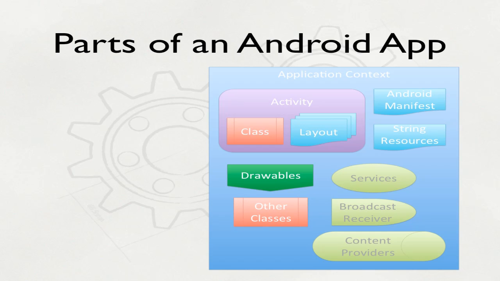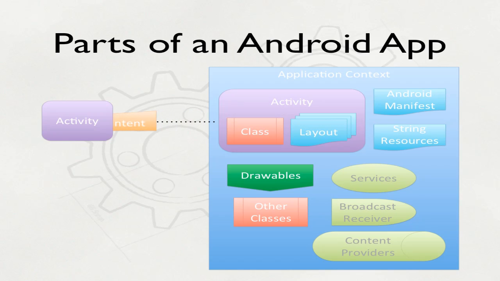Also, your application can have other classes in it that could do various things. So everything doesn't have to be an activity. Now, sometimes your activity needs to talk to another activity. That activity might be in another application context, or it might be in your application context. And the way that happens is through what's called intents.